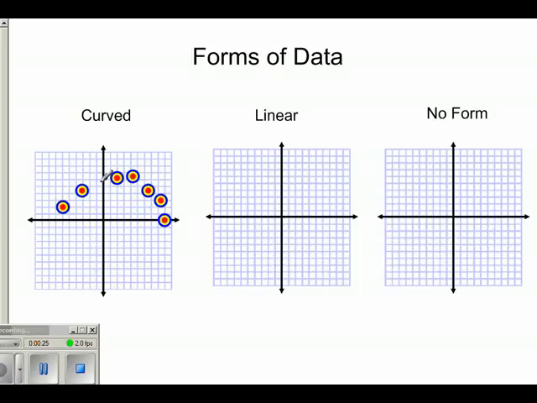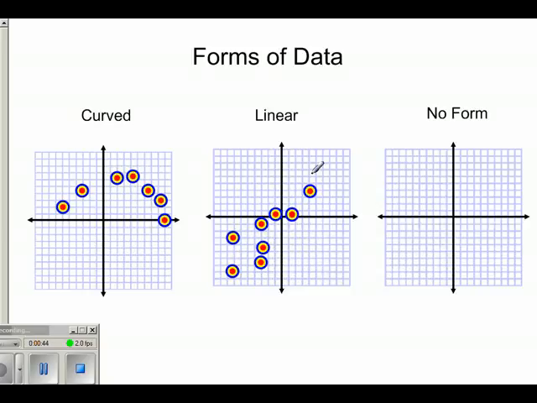And usually it doesn't mean it's going to be a perfect curve, but for those that are a little bit familiar with algebra, you'll see a parabola shape or a half circle or something like that. But curved form is exactly what it says. It's curved. Linear data.